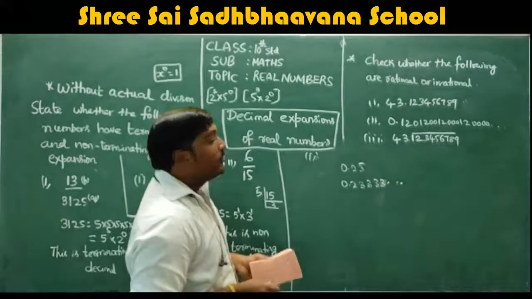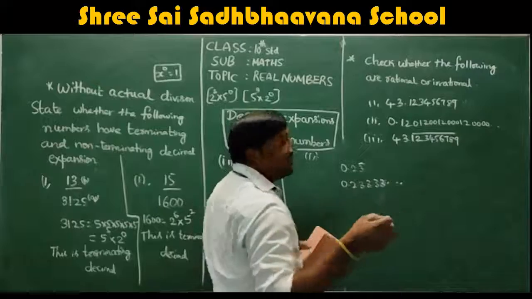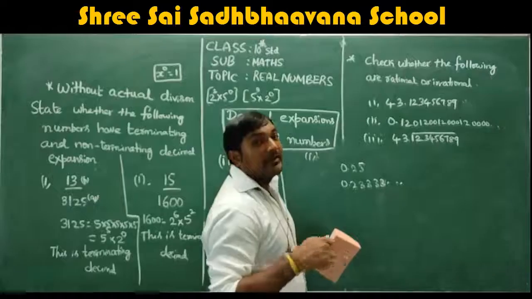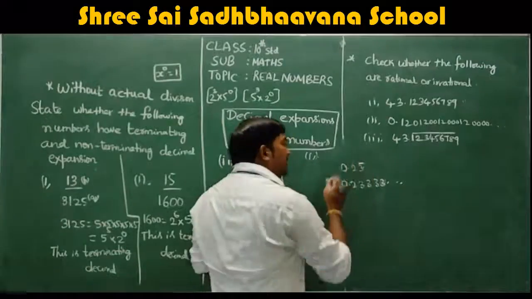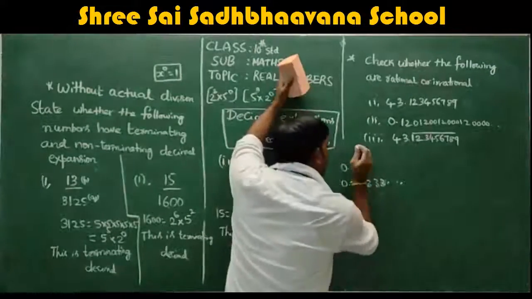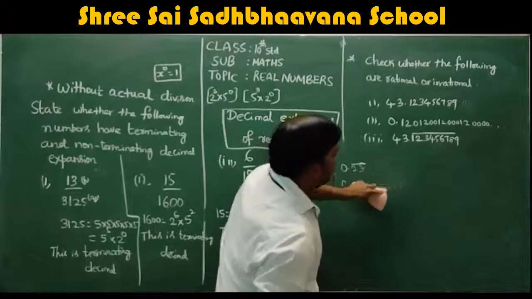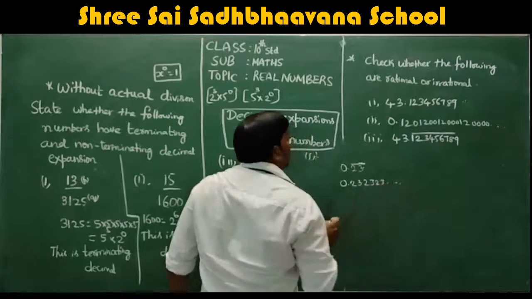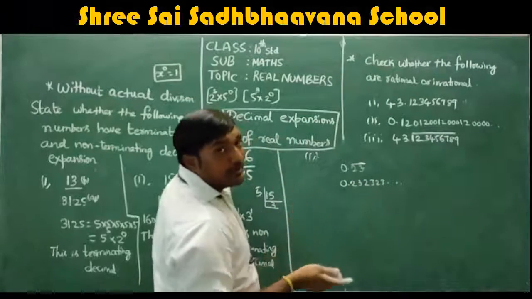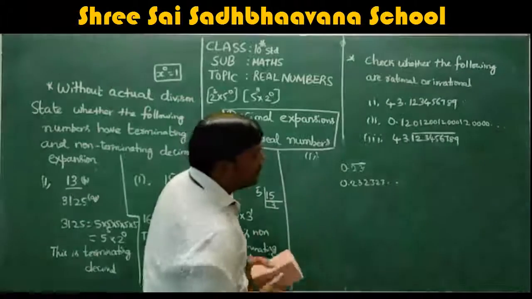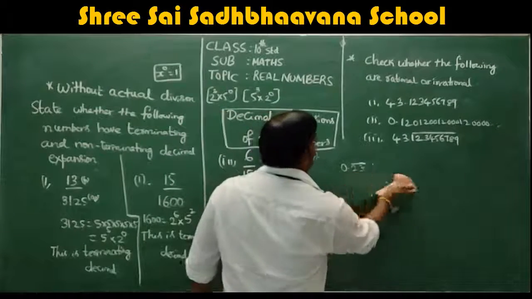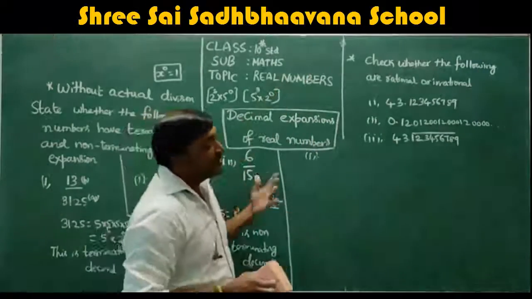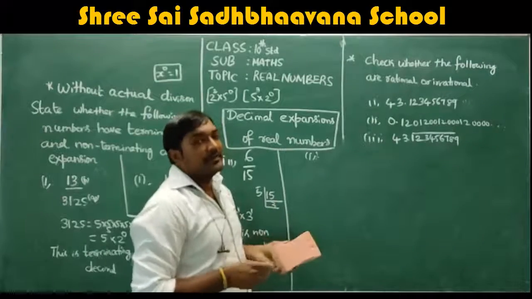So instead of writing 0.2333 dot dot, we write 3 with a bar. 3 bar means it is a recurring decimal. Only 3 is recurring. If I put the bar over 23, it is like 0.232323. You have to put the bar only over the number which is repeating. So as we discussed, any decimal that is non-terminating and repeating is also considered a rational number.